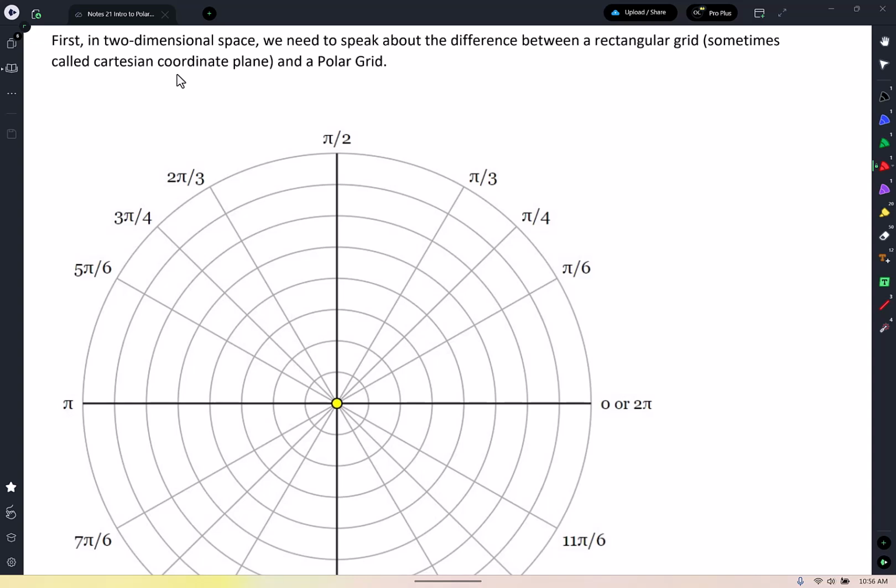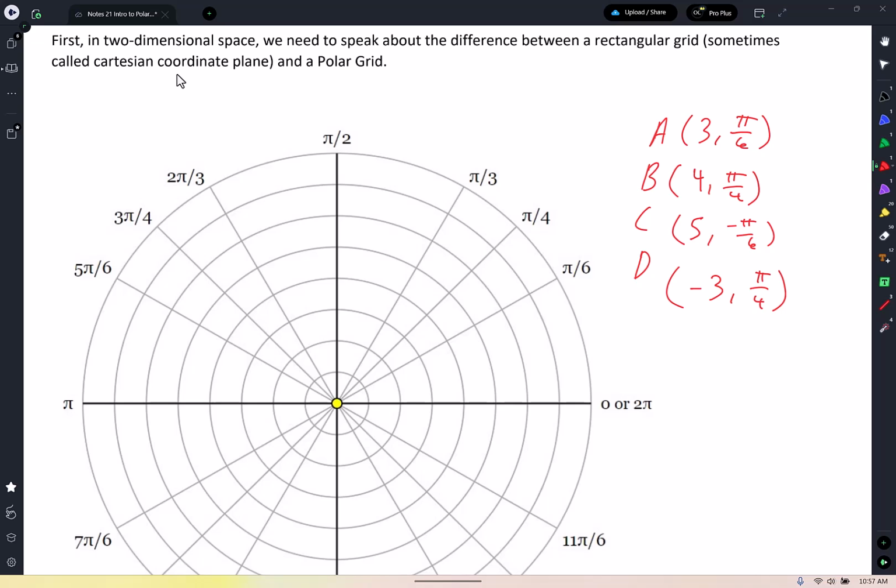So I'm going to pick some points. I'm going to write A, B, C, D. I'm picking 4 different points. I'm going to say A is 3 comma pi over 6. B is 4 comma pi over 4. C is 5 comma negative pi over 6. And D is negative 3 comma pi over 4.